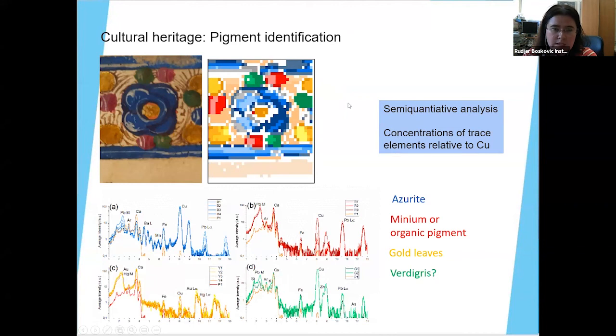And of course, in this case, it's rather difficult to perform quantitative analysis, but some semi-quantitative analysis can be performed, related to determining the relative concentration of trace elements to copper. In this case, we identified that the blue pigment is azurite. For example, red can be minium or an organic pigment, which we cannot determine, and this is the gold leaf. And for green, we were also not sure, because there are several copper-based green pigments, so we were not sure about the green pigment.